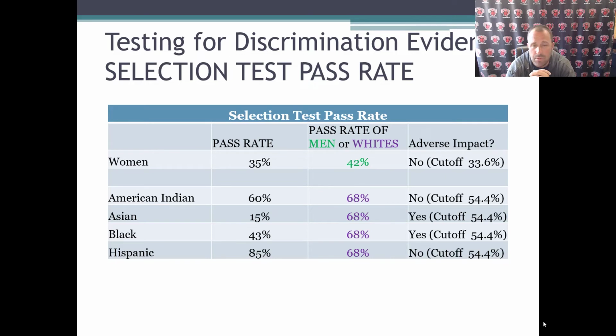You can see in this case, American Indian, fine. Asian, Black, it's below 80%. It's below the cutoff. The cutoff rate there, 54.4%. So we'd say, yes, there is statistical evidence for adverse impact.